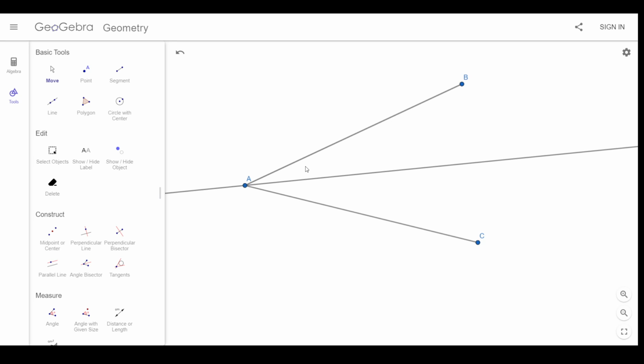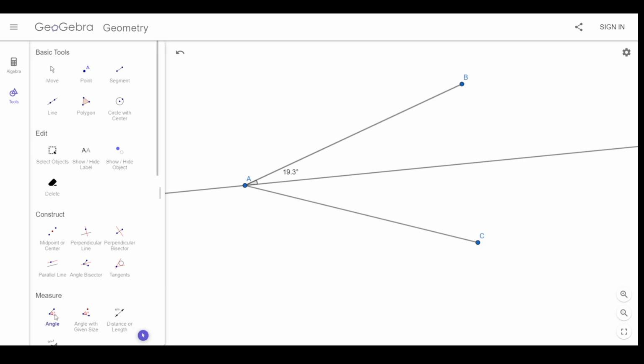Now, I want to show you this. It looks like it splits it in half, doesn't it? But this program is pretty nice because it shows you exactly what it is. If I click on angle, and then click on this one and this one, it actually shows you what the angle is. It's 19.3. So if this truly is an angle bisector, this angle down here is going to be 19.3 as well.